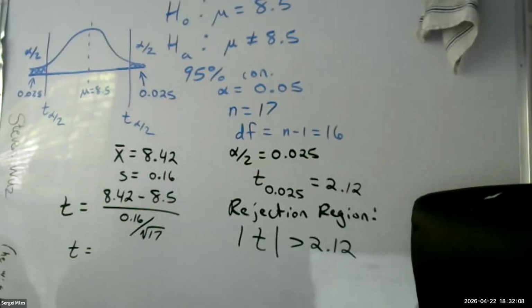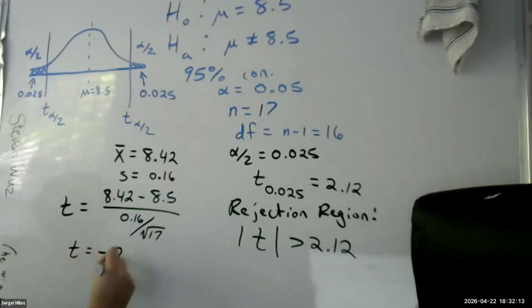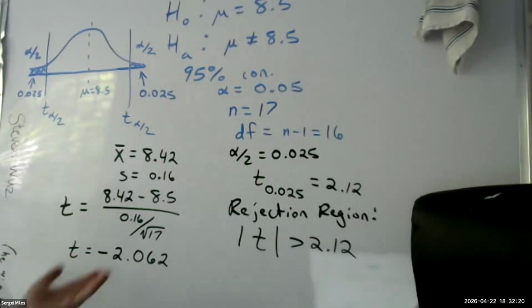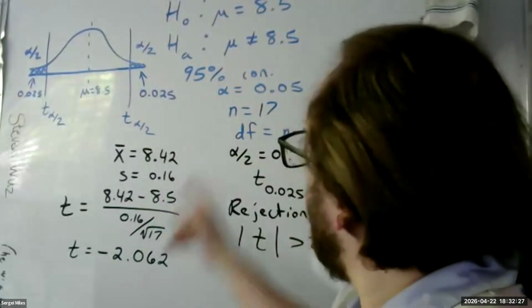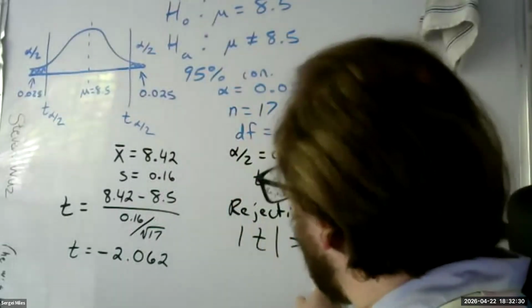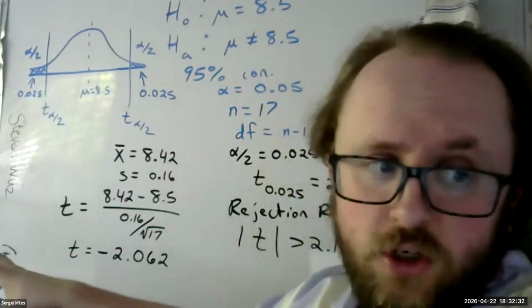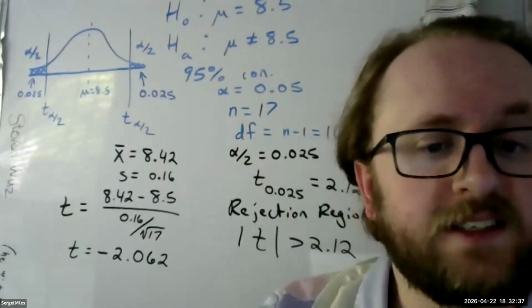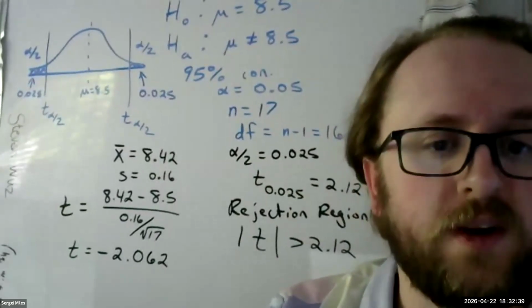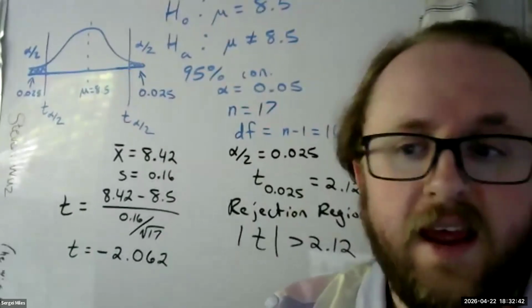And we have a t-score, not a z. We have a t-score of negative 2.062. Which, okay, maybe that's a little bit big. So it's a little bit far away from the average. But with 95% confidence, it's not far enough away. I would need to be beyond 2.12 to reject the null hypothesis. So because it's not quite far enough away, we're going to keep the null hypothesis.